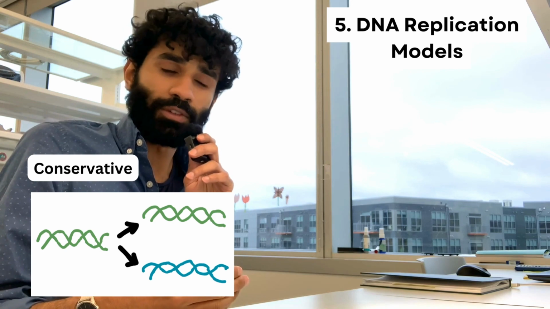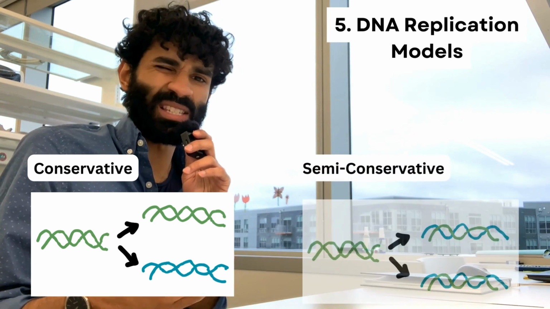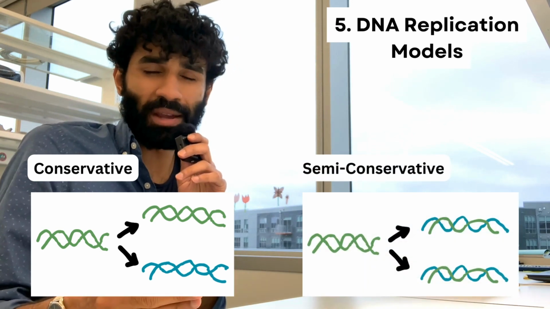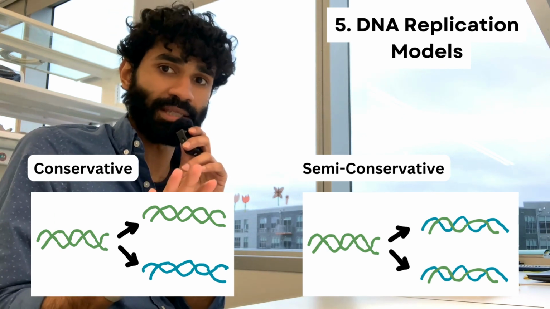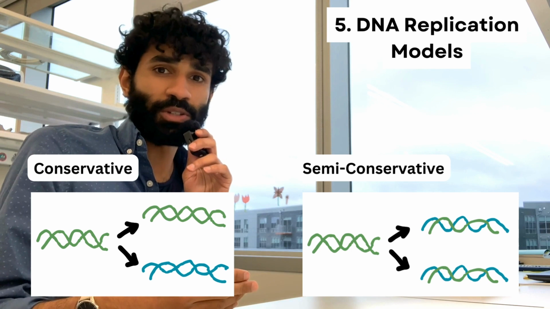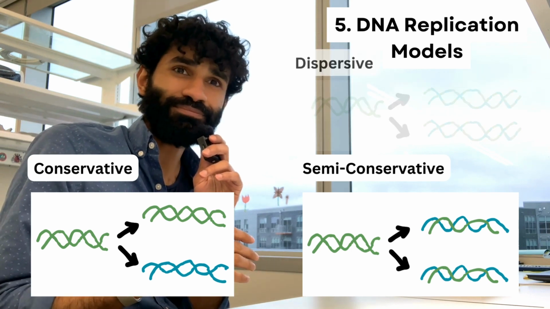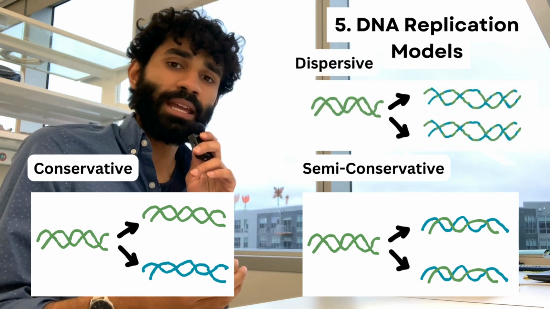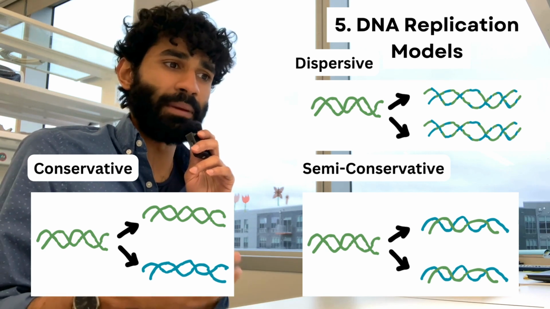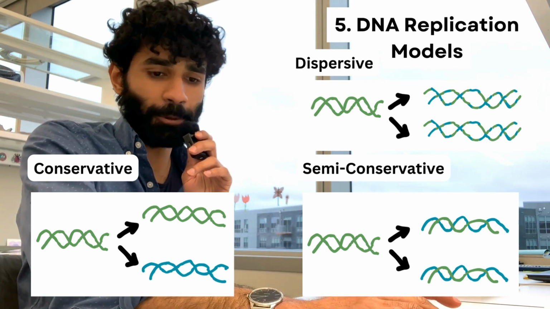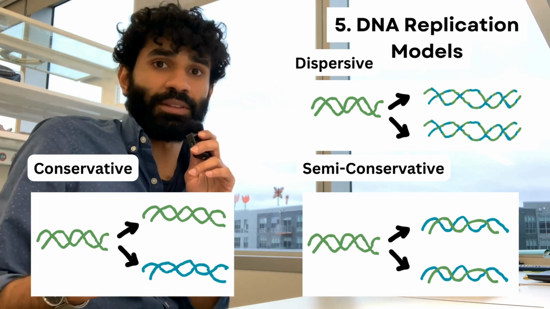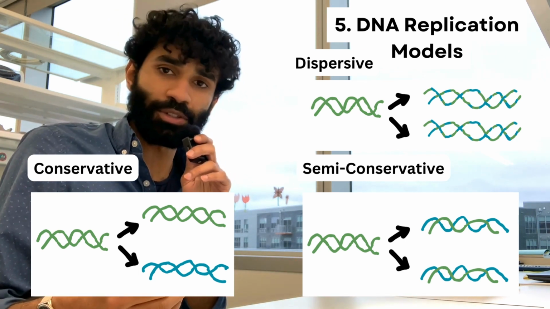In the semi-conservative model, you can think of it as somebody who's just a bit less conservative and they do a bit more mixing. So the strands separate, they serve as templates, but then they stay with their newly synthesized strands. And then the dispersive model is the most dispersive and random. Each daughter molecule gets a bit of each parent molecule in the dispersive model. Out of these 3, obviously the correct one is the semi-conservative model.